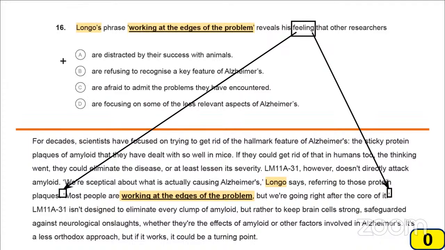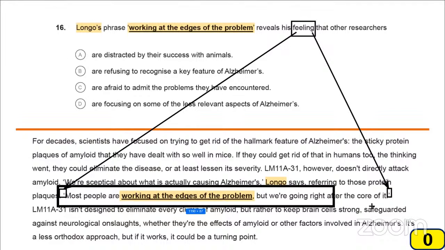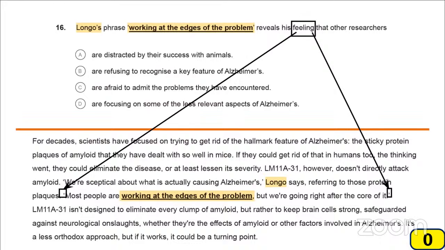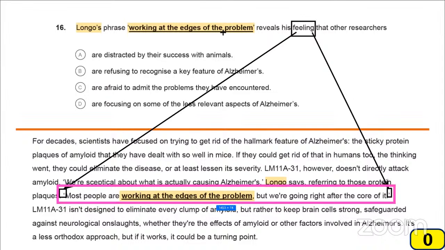The answer is only here, from here onwards. Change the color to pink. Your answer is here. Mostly answer will be in the center. I am telling you once again, mostly answer will be in the center. Mostly people are working at the edges of the problem, but we are going right after the core of it. Core means center. So this is telling center.